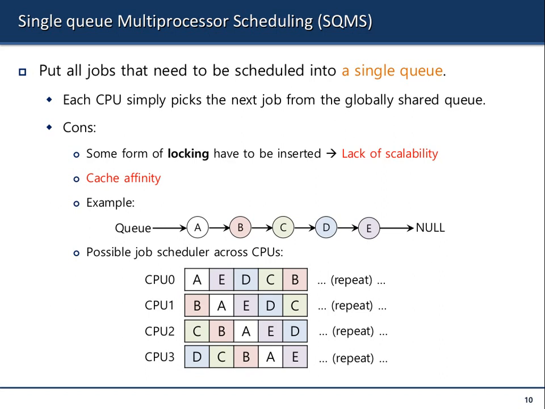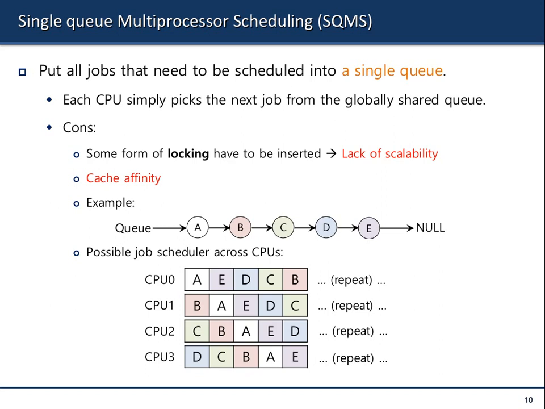So the first approach to do that is to maintain a single process queue for everything. Okay? So it's called single queue multiprocessor scheduling. Put all jobs that need to be scheduled in a single queue, and then each CPU simply picks the next job from the globally shared queue. Okay? What are the disadvantages? The advantage is it's very simple. You have a kernel, you have a ready queue of processes, just a linked list. Okay? And then you just pick from it, basically.